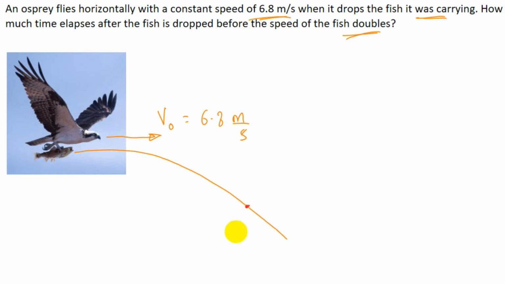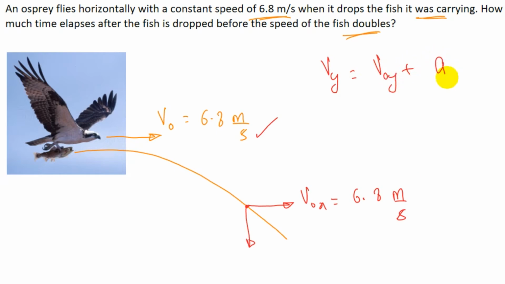So it will move something like that, and suppose that at this position the speed of the fish doubles. At this instant it will have two components of velocity, one in the horizontal direction and another in the vertical direction, and the horizontal speed will be the same as this value. So v naught is 6.8 meter per second. And what would be the speed in the vertical direction? For that we can use this equation: v y equals v naught y plus a y t. I'm taking this side to be the positive y-axis and this side to be the positive x-axis, so a y in this case we can take to be plus g, because we have considered this to be the y-axis.